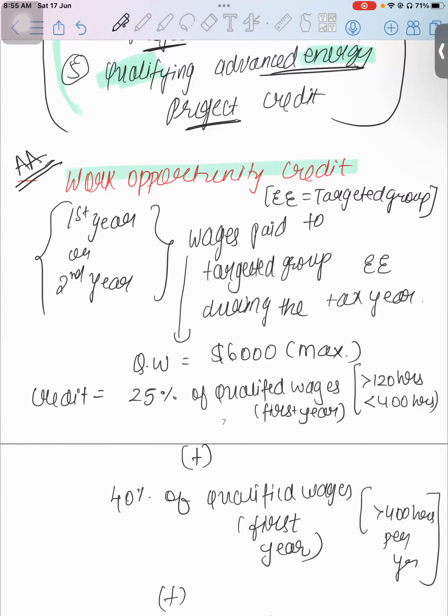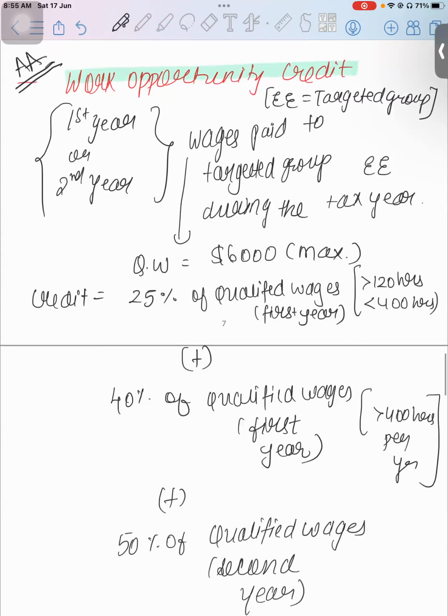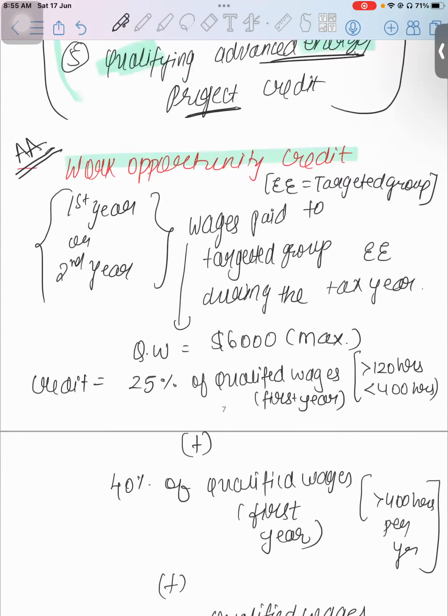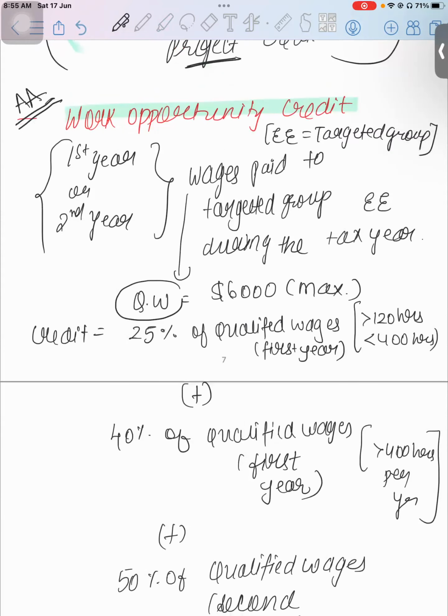How much credit is the particular employer going to get? You have to check the qualified wages, right? And these wages can be maximum 6,000, not more than that. See, the name itself says work opportunity credit. The employer is providing the opportunity to unemployed people. So if they are being hired and they are getting wages of up to 6,000 only, then only they will fall under this credit.